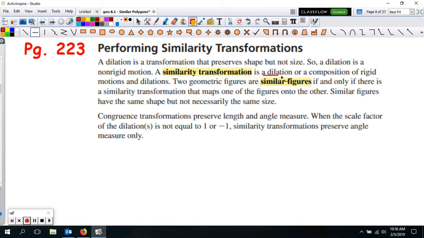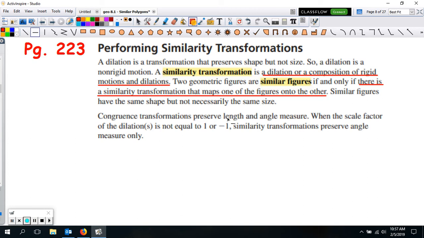Dilation or composition of rigid motions and dilations. Two geometric figures are similar figures if and only if there is a similarity transformation that maps one of the figures onto the other. Similar figures have the same shape but not necessarily the same size. So that's what we're going to see in this one: similar shapes but not necessarily similar sizes.